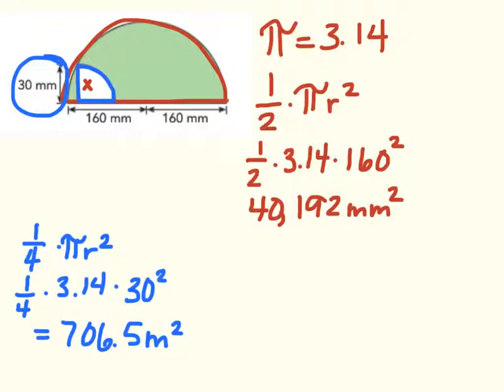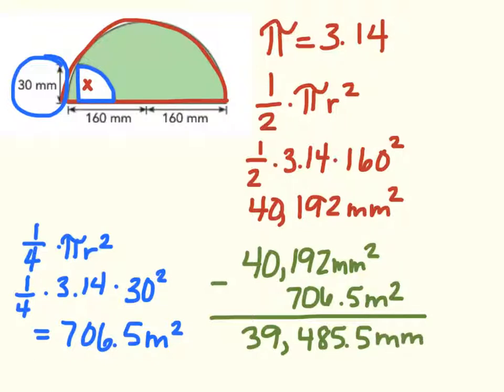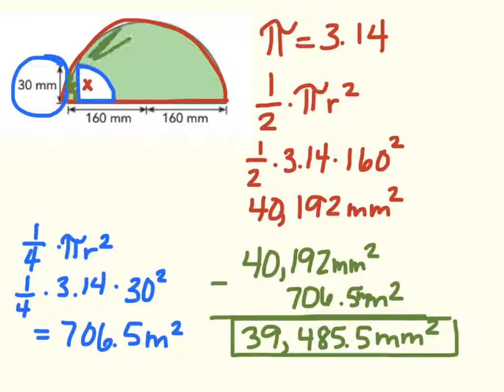Now we finish up. The area of the green part remaining is the area of the semicircle, 40,192 millimeters squared, minus the area of the white quadrant, 706.5 millimeters squared, which gives us a remaining area of 39,485.5 millimeters squared. Look, I forgot my extra M up here again. Oops. Sorry about that, guys. So here is the area of this green portion.